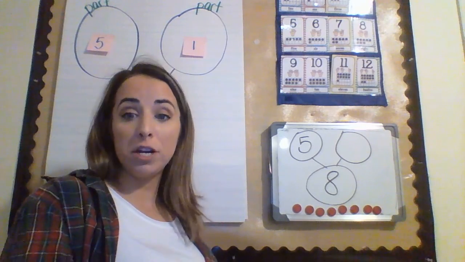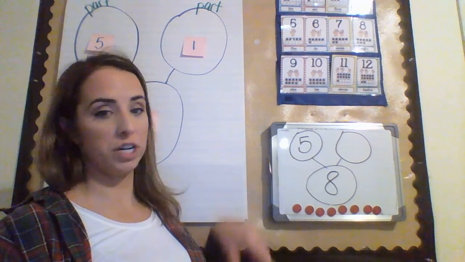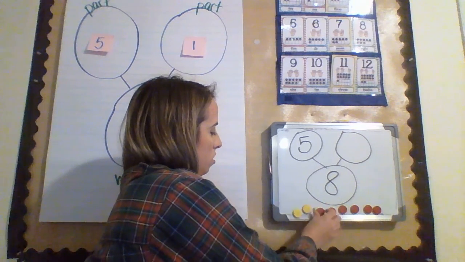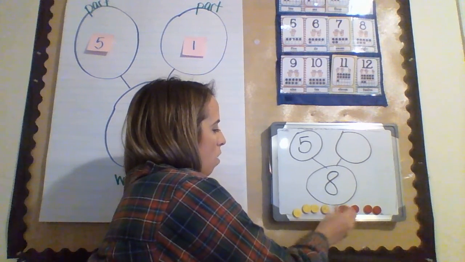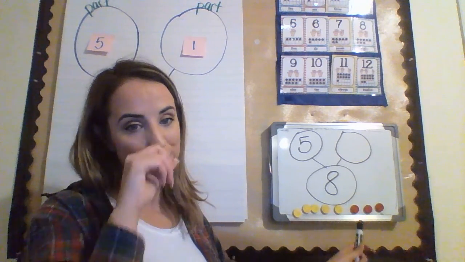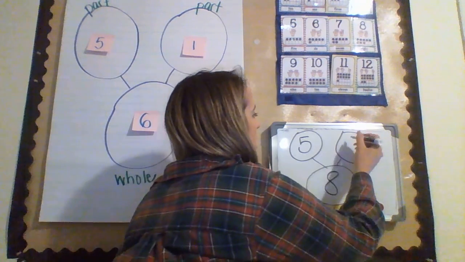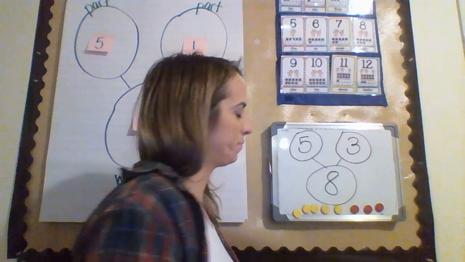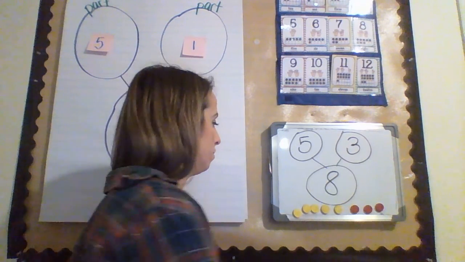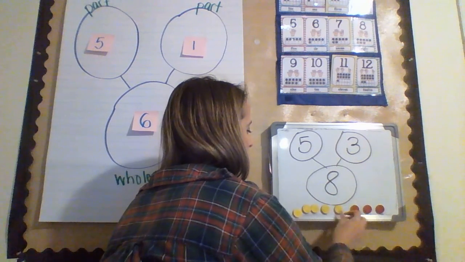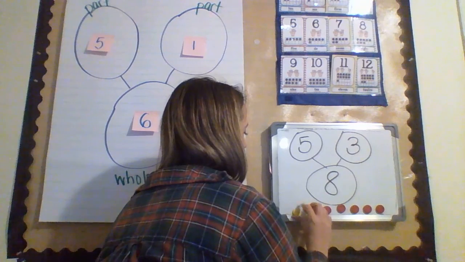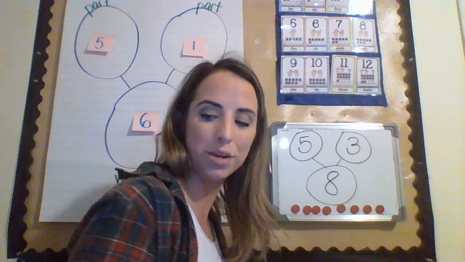So what I'm going to do is flip over how many counters? 5. 1, 2, 3, 4, 5. How many do I have left? 3. So that must mean my other part is 3. All right, let's do one more. Make sure all of them are flipped over, and we're going to add 1 more to our counters, so it's 9.